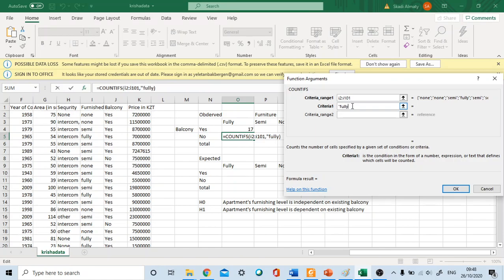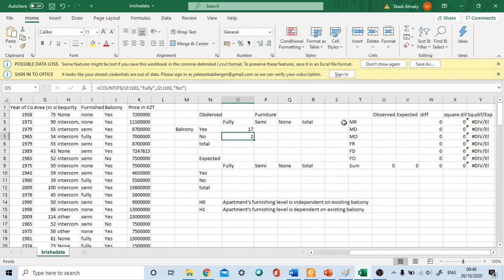Fully. Also, guys, you should keep in mind that if some of the cases have been written with uppercase, you should convert them, otherwise it will not count. It's very essential. Fully, and the second range is G2 to G101. Look, I'm putting uppercase; in lowercase it may not count, and I have also converted all the no to uppercase. You also have to do the same. Okay, it means only two cases are happening like that.